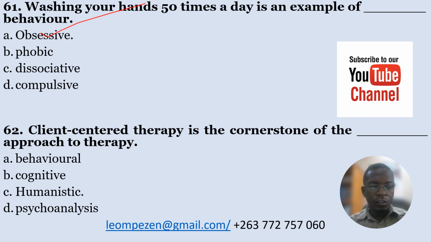Then number 62, client-centered therapy is the cornerstone of dash approach to therapy. A, behavioral, B, cognitive, C, humanistic, D, psychoanalytic or psychoanalysis. The correct answer here is C. Client-centered therapy is the cornerstone of humanistic approach to therapy.